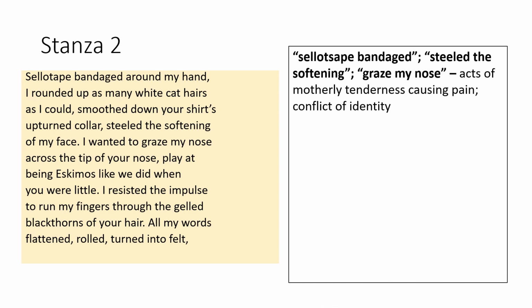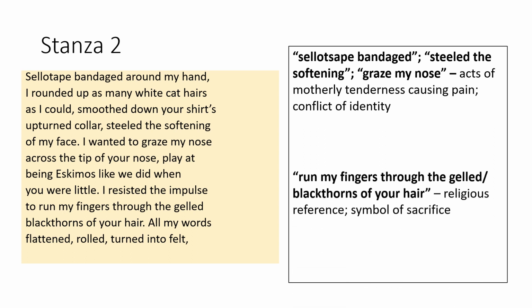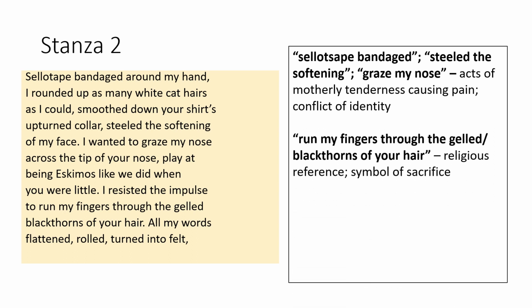Again, we get words in the semantic field of injury or conflict here. We've got bandaged, sellotape bandaged around my hand, steeled the softening, and graze my nose. Acts of motherly tenderness are now causing the mother pain because they cause her to reflect on the fact that she has lost her son, and she has also lost her identity and her role as a mother. And the reason for that becomes clear when she says she resisted the impulse to run her fingers through the gelled blackthorns of his hair. This seems to me quite clearly to be a religious reference to Christ and the crown of thorns.